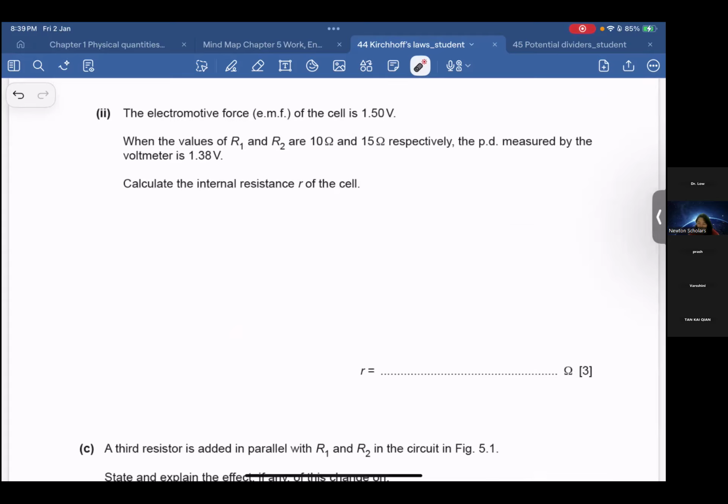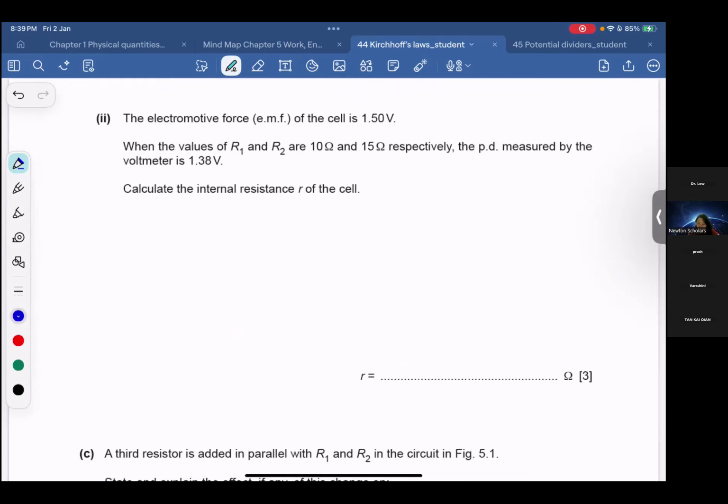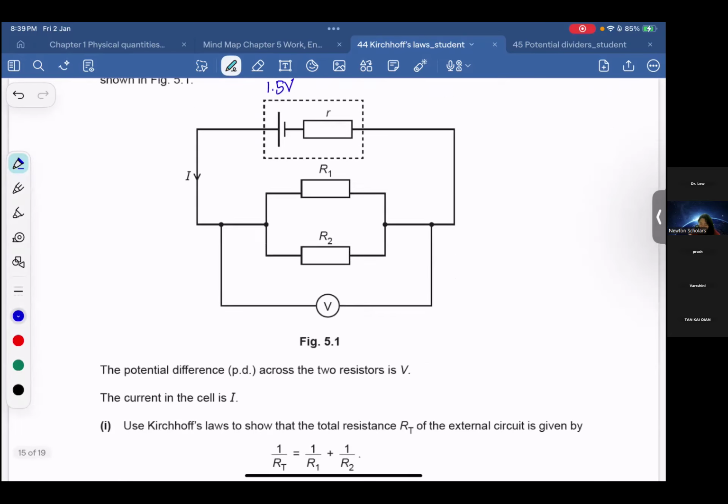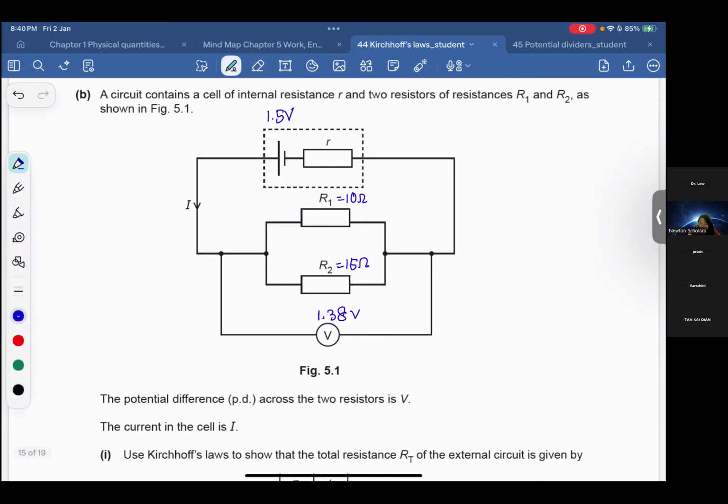Next, the EMF of the cell is 1.5 volt, so I label 1.5 volt. When the values of R1 and R2 are 10 and 15, here I label 10 ohm and 15 ohm, the voltmeter gives 1.38 volt. Calculate the internal resistance. For internal resistance, the formula is E equals V plus Ir, to find your r. The rest of the information you have to find out by yourself.